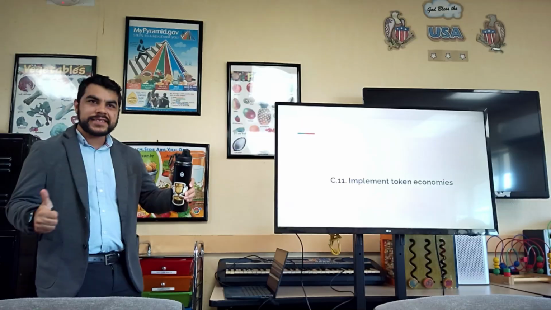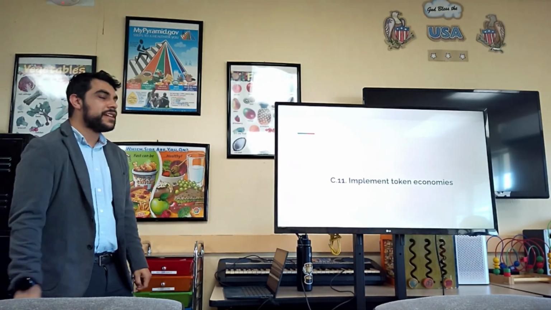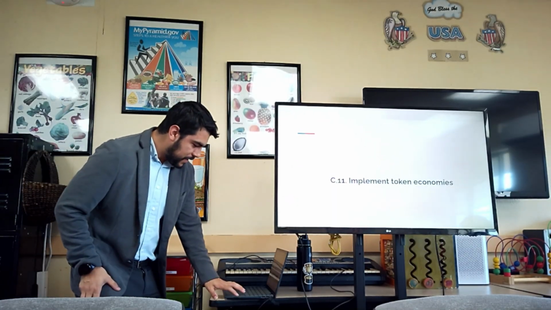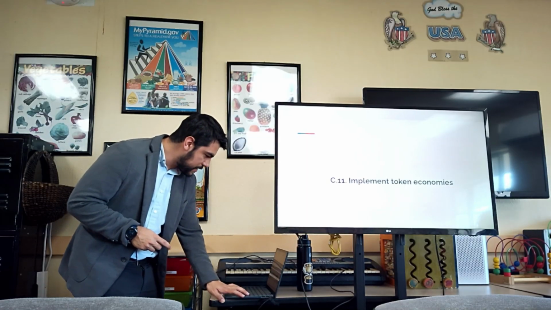We're good? Shaping makes sense? Okay, awesome. Now we're going to talk about token boards and token economies. This is the last component in the skill acquisition section of the RBT test outline.